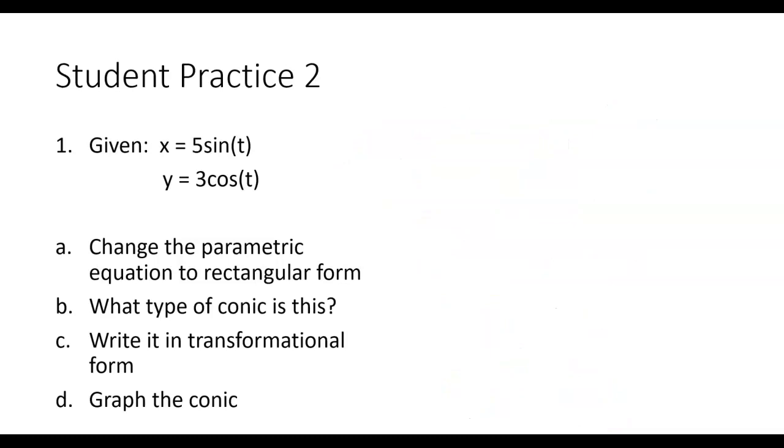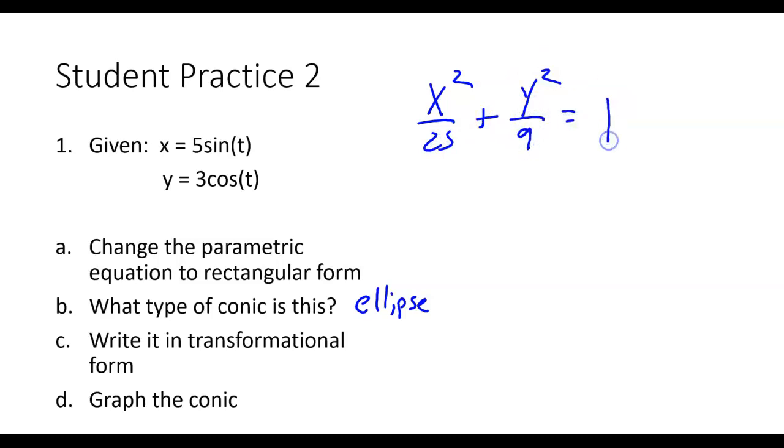Pause the video here and see if you guys can figure out what type of conic this is. Is it a parabola, circle, ellipse, or hyperbola? Step 2, the answer is ellipse. Why is it an ellipse? Well, when you have x squared over 25 plus y squared over 9, both variables are being squared, and they're both positive. And the coefficients underneath here are different. That's an ellipse.